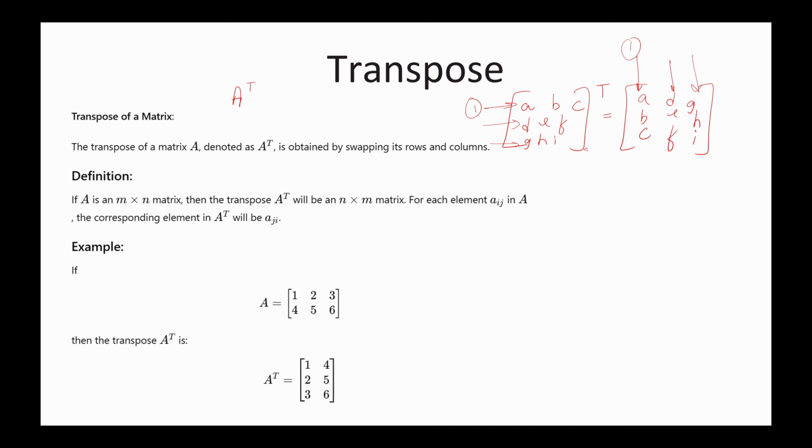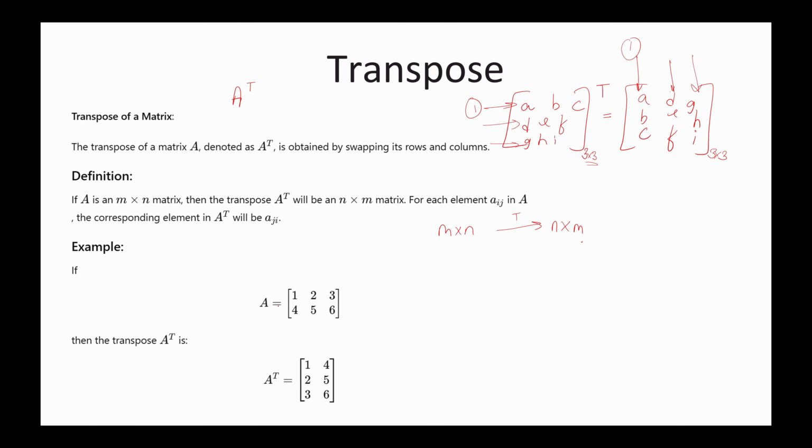Now let's say, for example, initially the matrix was 3 cross 3, and after taking out the transpose also, my matrix remains 3 cross 3 order only. Now let's say if my orders were different. Let's say my rows were not equal to column. If I did not have a square matrix, I had an M cross N matrix, then after taking the transpose, my order would change to N cross M.